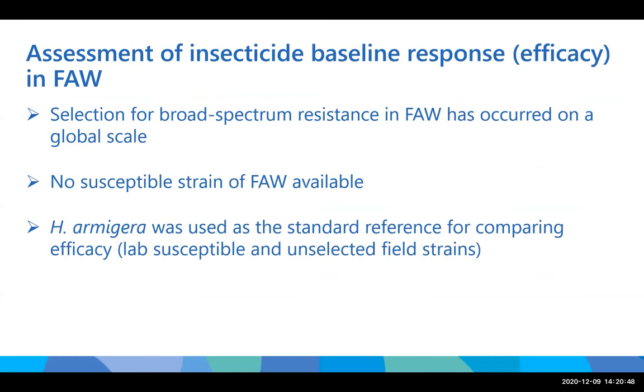Because obviously when fall armyworm arrived in Australia, it was going to be carrying a legacy of years of selection with broad spectrums on a global scale. Which is obviously going to have potential impacts on just how useful some of those insecticides were likely to be in the Australian context. But having said that, it also meant that we didn't have access to a susceptible reference strain of fall armyworm, which we could use as a standard comparison in our efficacy studies.